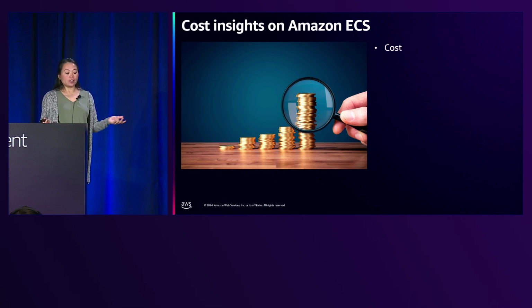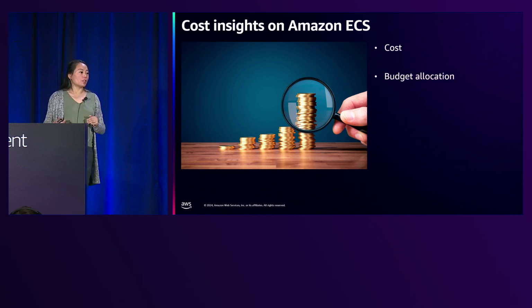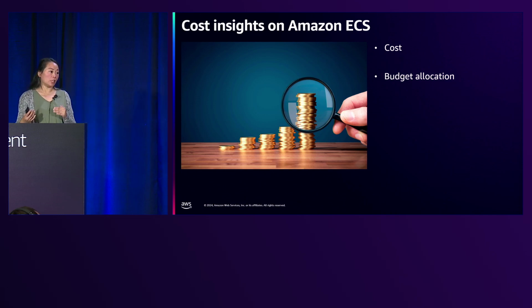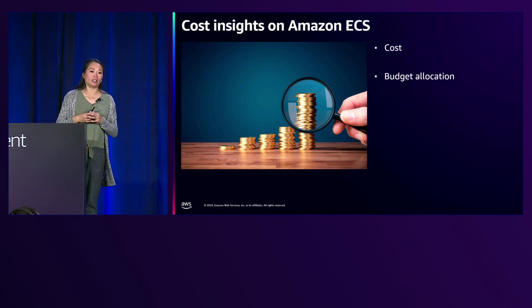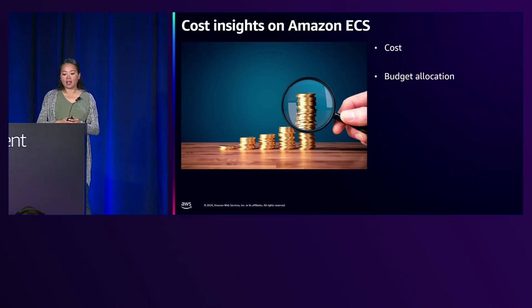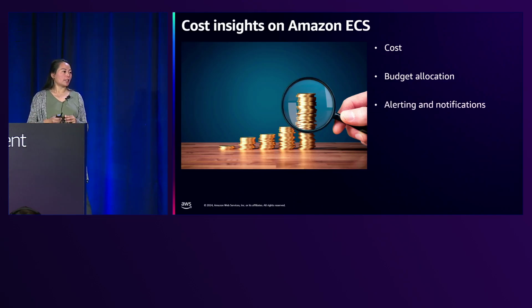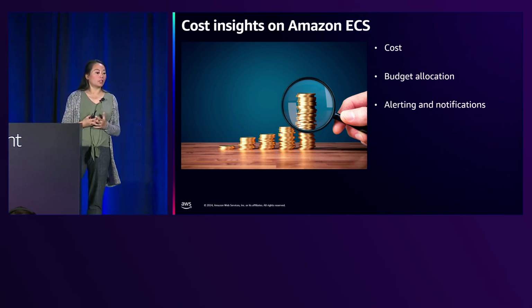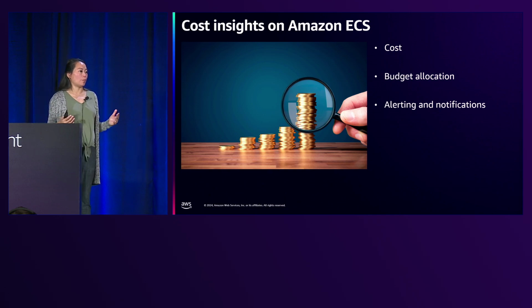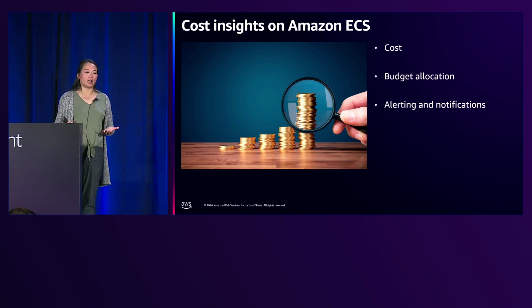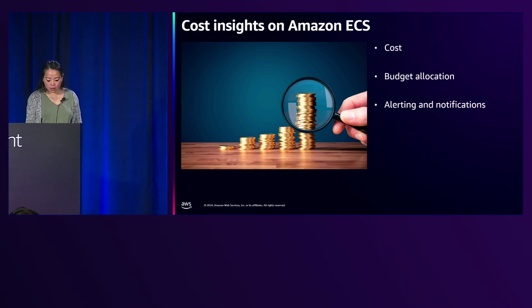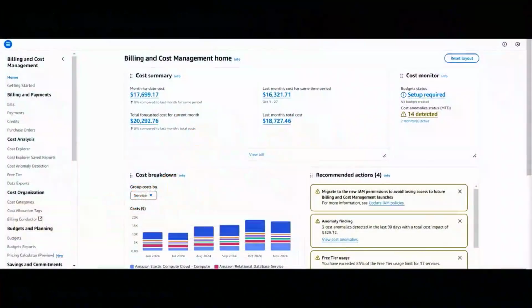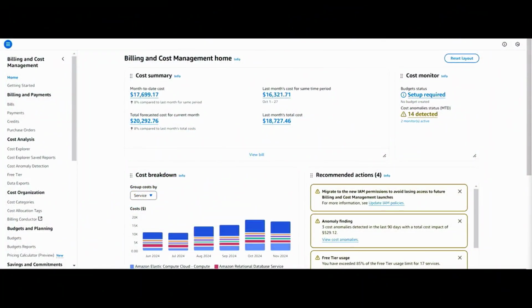So first, as I mentioned, these costs are important to help you allocate the budget for your applications, because people need that information, whether it's a project lead or your management team. You can also set up alerts and notifications so that when you overspend on certain applications or workloads, you get notified right away. So let's dive into that a little bit, how we can take a look at the costs, right?